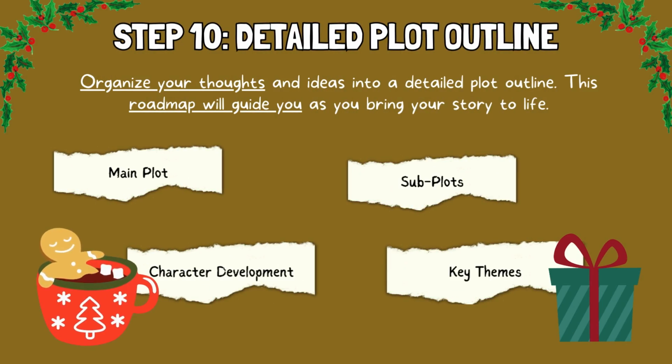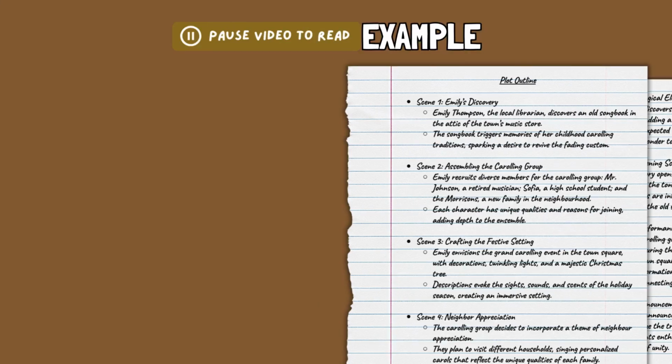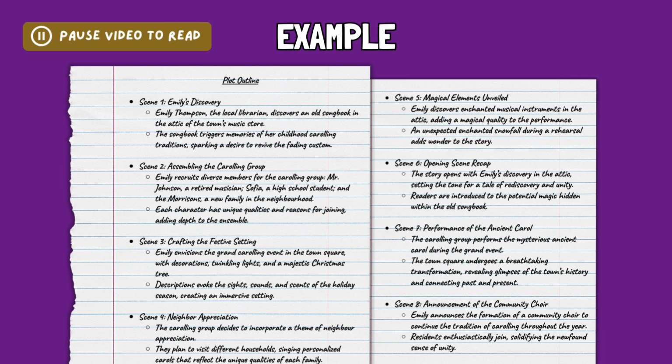Step 10. Detailed plot outline. Crafting a detailed plot outline involves structuring your Christmas story in a way that each scene contributes meaningfully to the overall narrative. Following the steps outlined earlier, you'll create a roadmap for your story, incorporating the main plot, subplots, character development, and themes. This roadmap will guide you as you bring your story to life. Here is an example of a scene-by-scene plot outline we created for our Christmas story.